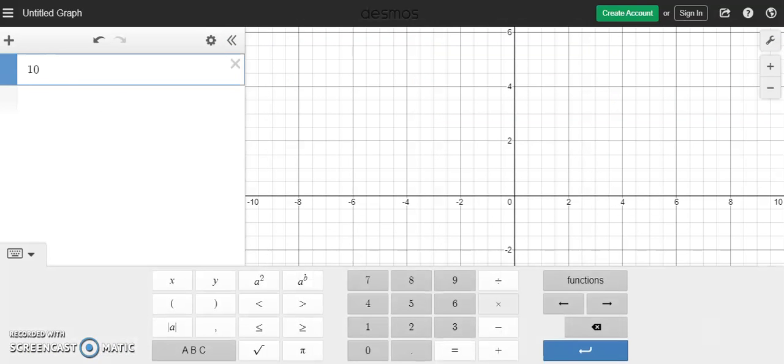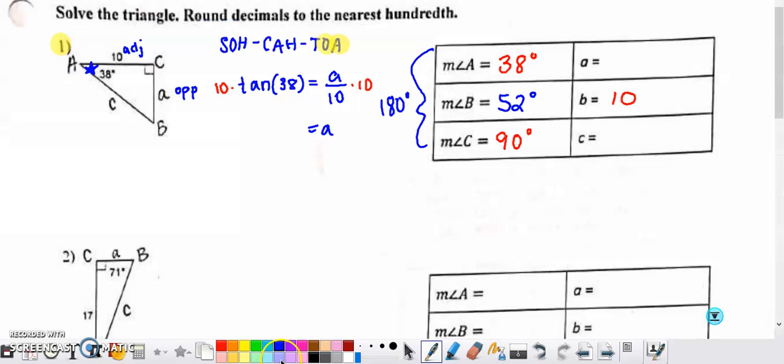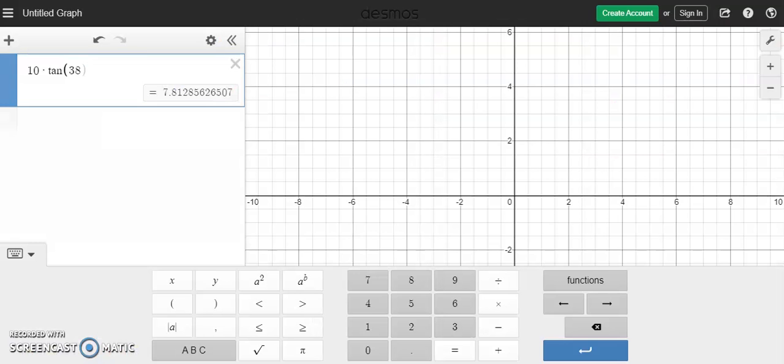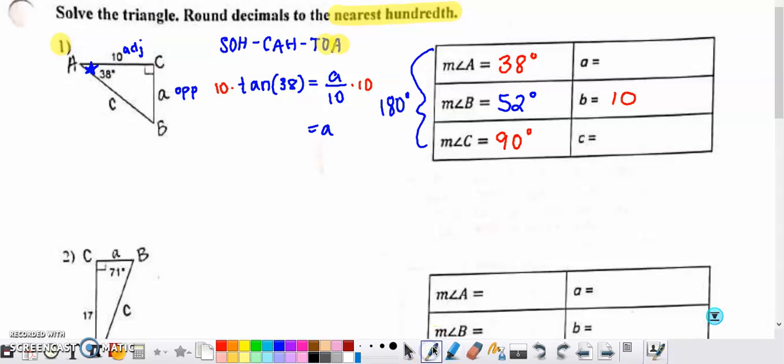So 10 times the tangent of 38, 7.813. Actually, the directions here say nearest hundredth, now that I catch that. So 7.81 is A. 7.81. And no units are given, so we'll leave it at that.